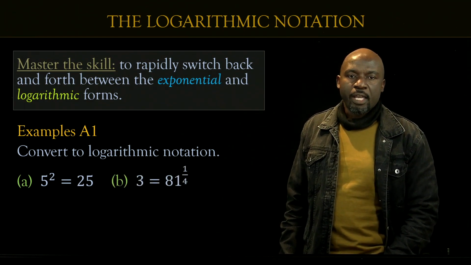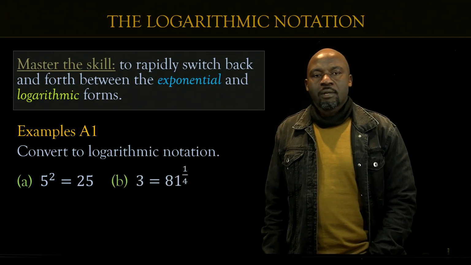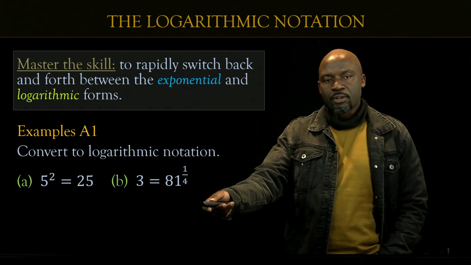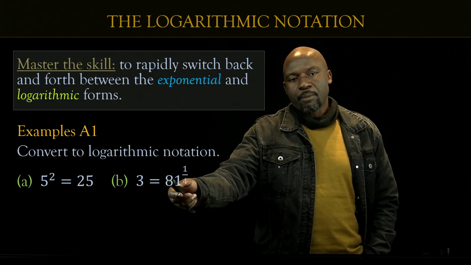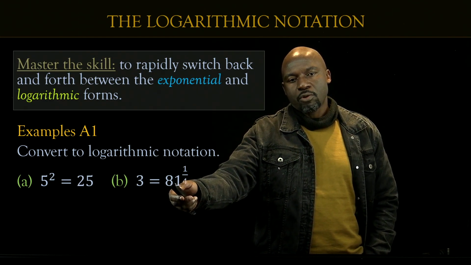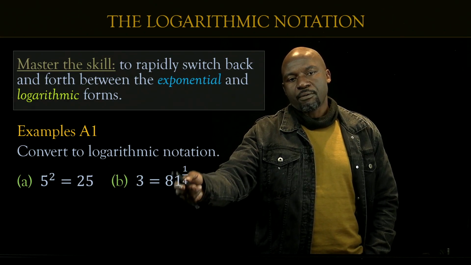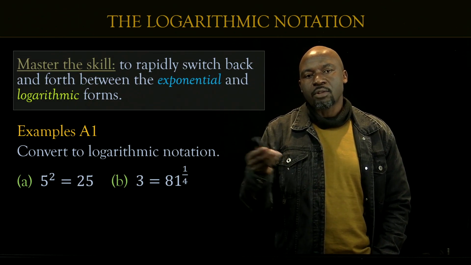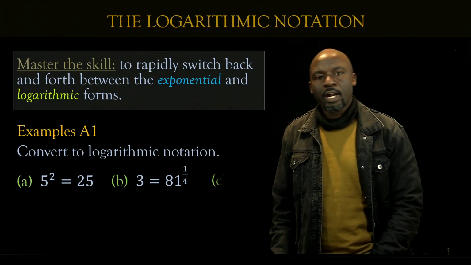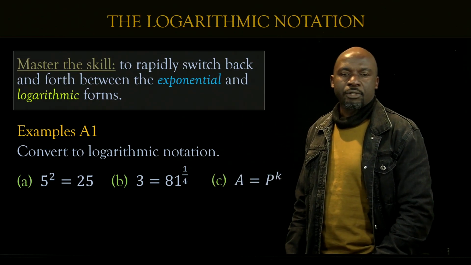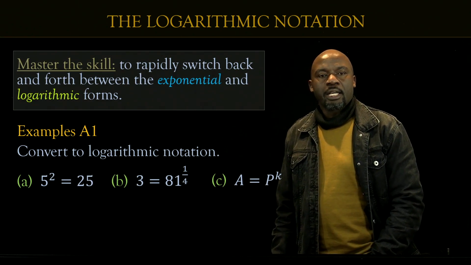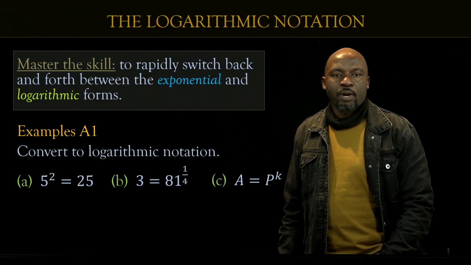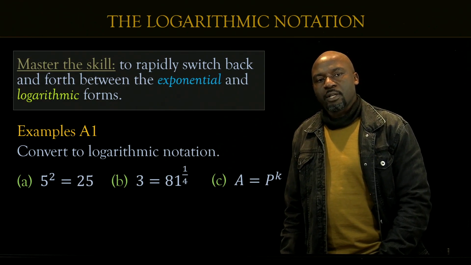Okay, the second one there. 3 is 81 to the power of 1 over 4. Some of you may not notice that this is true. Remember, 81 is the same as 3 to the power of 4. So 3 to the power of 4, that power of 4 multiplies with a quarter and gives us 1. So it's actually 3. All right, and thirdly, we will also try to express a equals p to the power of k in logarithmic notation.